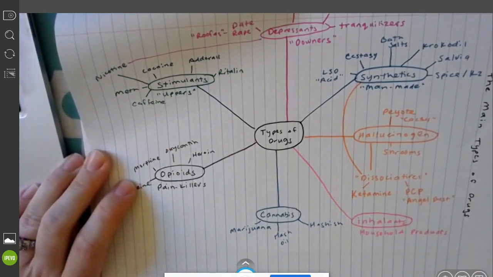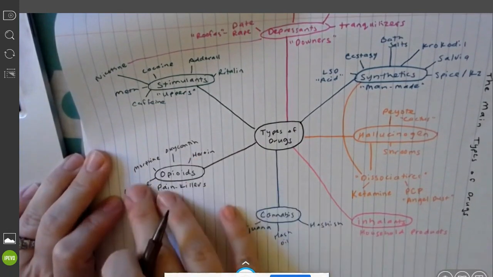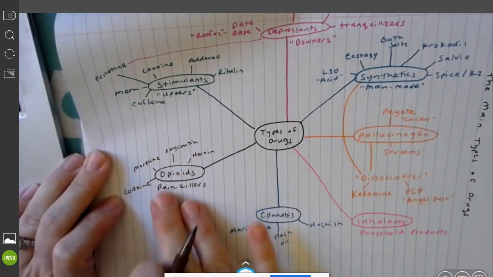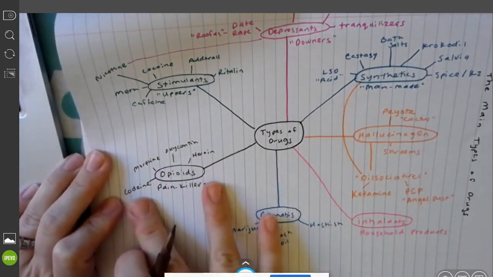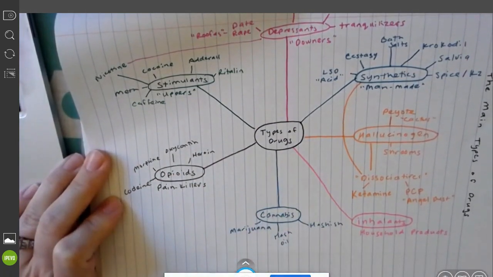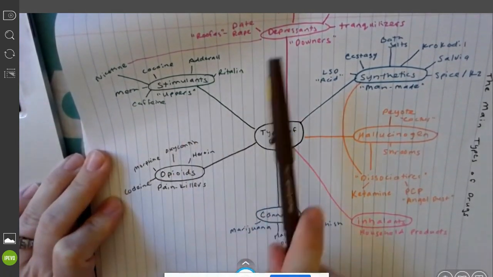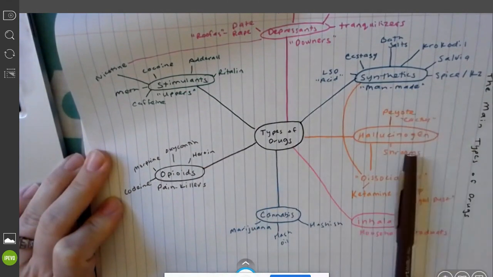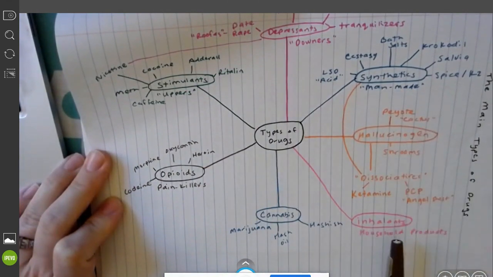I'm not saying poppy seed muffins are going to relieve pain. These are just cousins in that same family. So the opioids are the painkillers. This is a major topic, which we will address later. So these are your main categories: your uppers, your downers, your man-made drugs, your hallucinogens, things that you inhale, cannabis, and your painkillers.